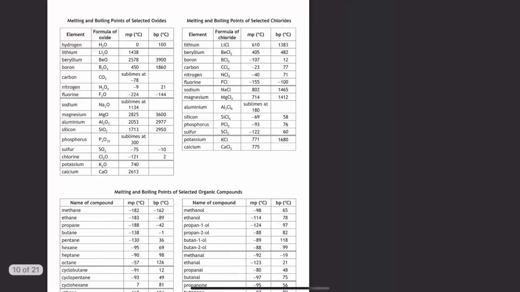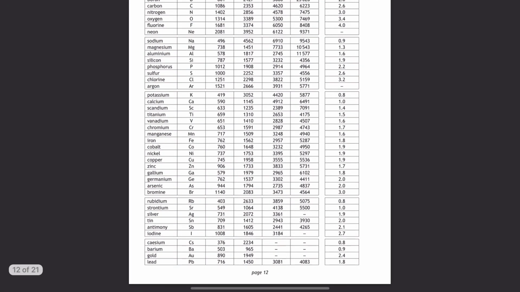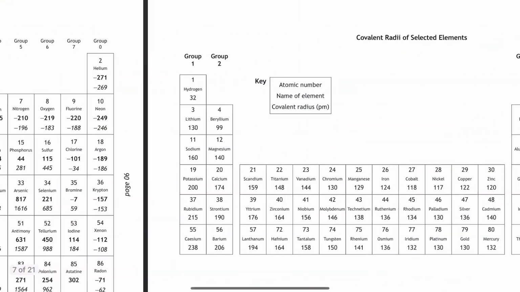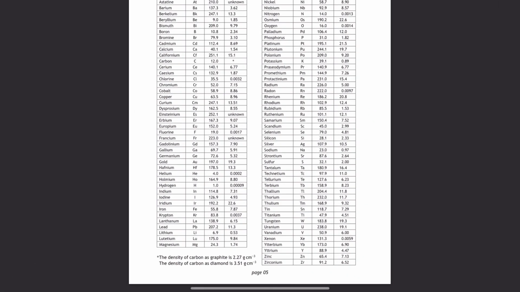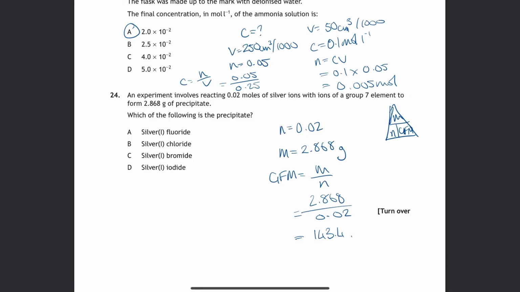Oh, gone too far. So why can't I find it? Here it is, sorry. So silver is 107.9 grams. So if we take that off the GFM we're looking for, it just means we can then scan through to see the mass of the substance. So we don't have to work out all of the GFMs. It might save us a little bit of time. So that should give us 35.5, which is chlorine. So it would be silver chloride.